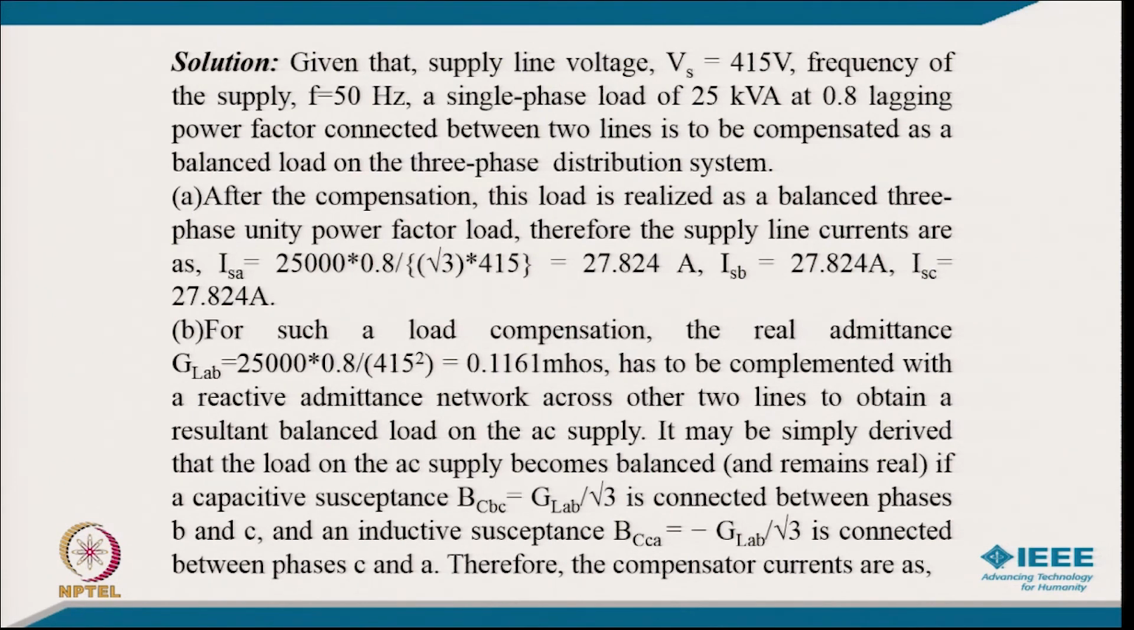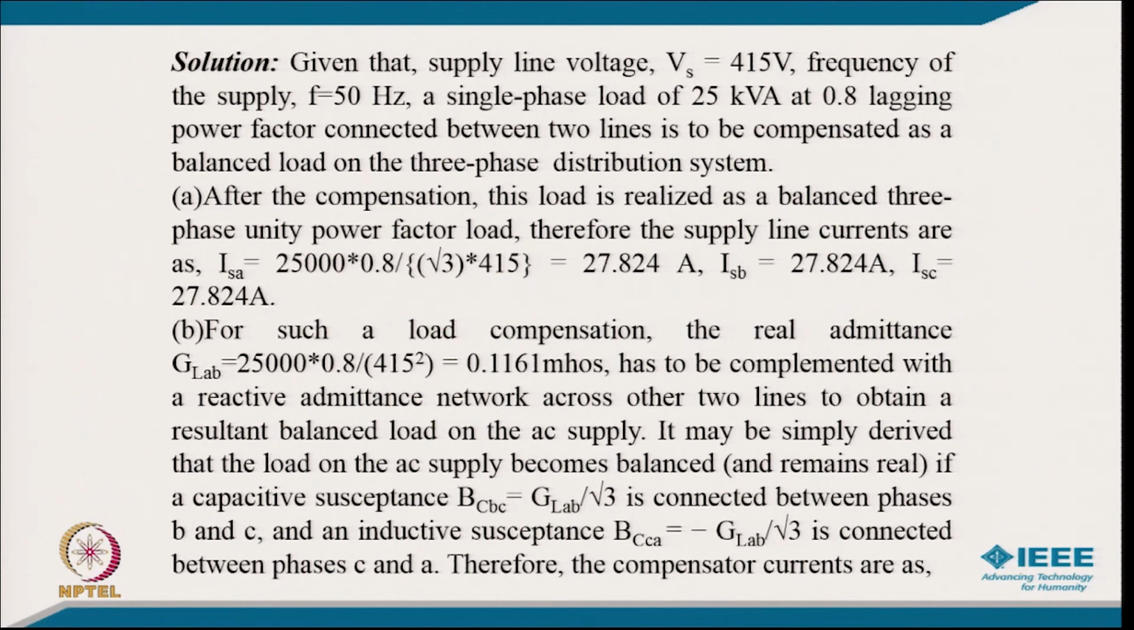Therefore, the line current ISA, we have to calculate from the power. It is 25 kVA at 0.8 power factor, so the real power will be 25,000 into 0.8 divided by root 3 into 415. The current comes to 27.824, and this balanced current of unity power factor will flow in all 3 phases. For such a load compensation, the real admittance we can find from the real power, 25,000 into 0.8 divided by 415 square. It comes to 0.116 mho, which has to be complemented with a reactive admittance network across the two other lines to obtain the resultant balanced load on the supply.